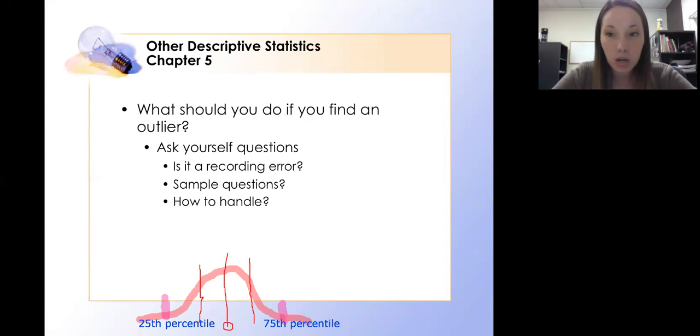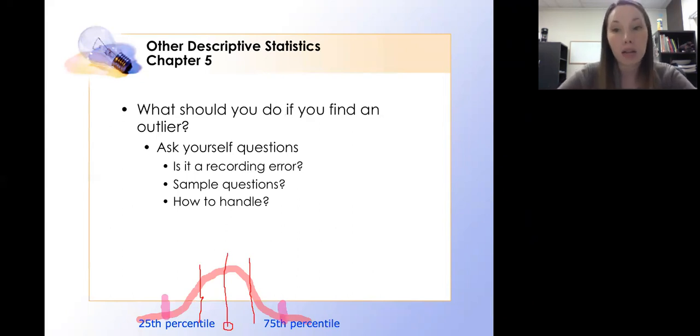Second, we want to make sure that we are sampling correctly. We want to make sure that we are utilizing random sampling when we can. So basically we want to make sure that everybody in our population has an equal chance of being sampled for our study. So we want to make sure that there's nothing crazy going on with our sample, that we don't have some anomalies occurring in our sample.